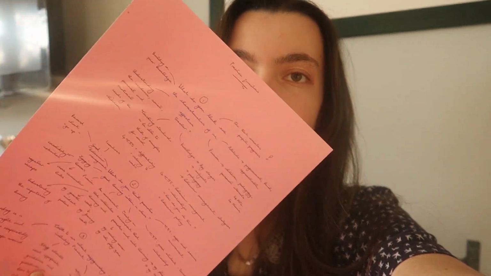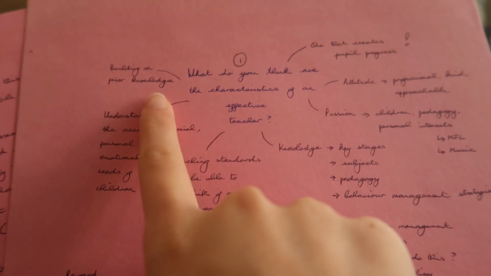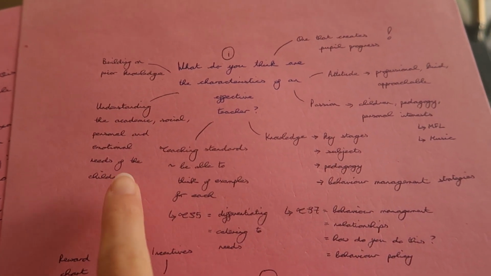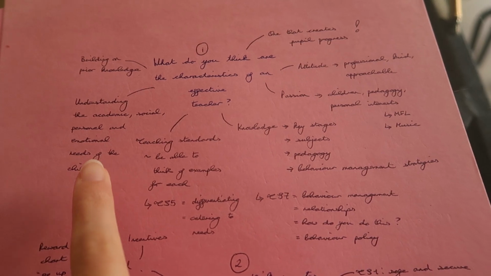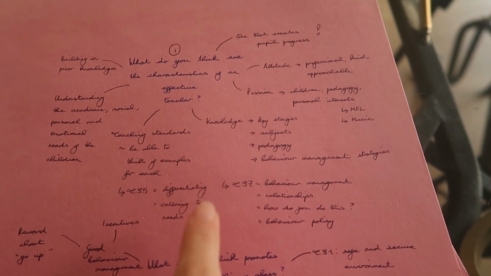So what I did is I had some commonly asked questions in the blue, and around that, like a spider diagram or mind map, whatever you want to call it, I would have some bullet points on things I could mention. So for example, number 1, what do you think are the characteristics of an effective teacher? I don't know if you can read my handwriting, but we have things like building on prior knowledge of the children, understanding the academic, social, personal and emotional needs of all children, the teaching standards, and being able to give examples for each.